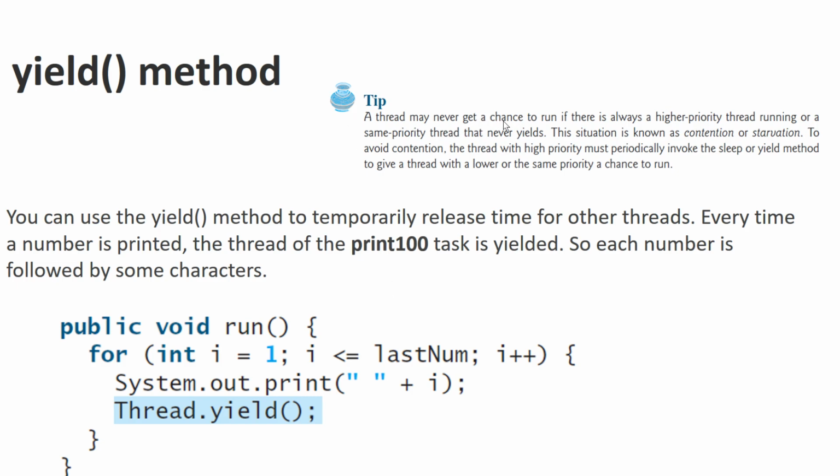A thread may never get a chance to run if there is always a higher priority thread running, or a same priority thread that never yields. So if the thread never yields because of its high priority, then other threads may not actually run. This situation is known as contention or starvation. To avoid contention, the thread with higher priority must periodically invoke the sleep or yield method. So this is an important thing for threads to do. They should yield or sleep sometimes to give others time.